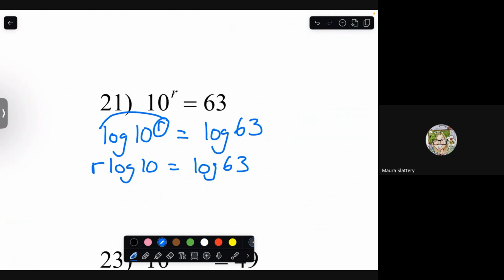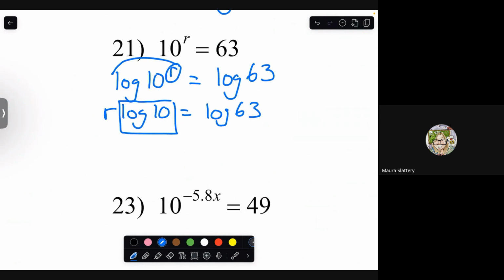Now, do we know what log of 10 is equal to? This is something I could ask you to do with no calculator, right? Think about what the base is here. 10. So it's saying 10 to the power of what gives me 10? 1. This is literally equal to 1. So I have r times 1, which is r. You guys see that? Log of 10 is 1. So it becomes 1 times r, which is r. r equals log of 63. Yep. Is that it?